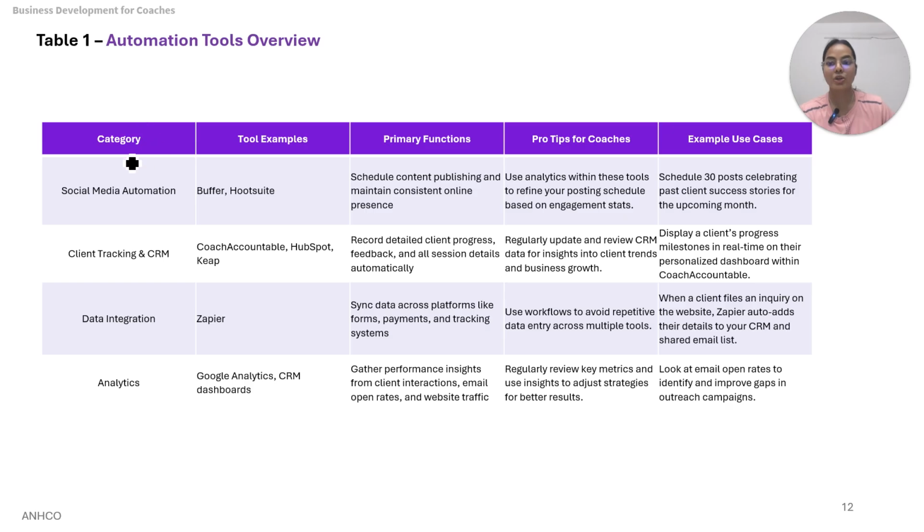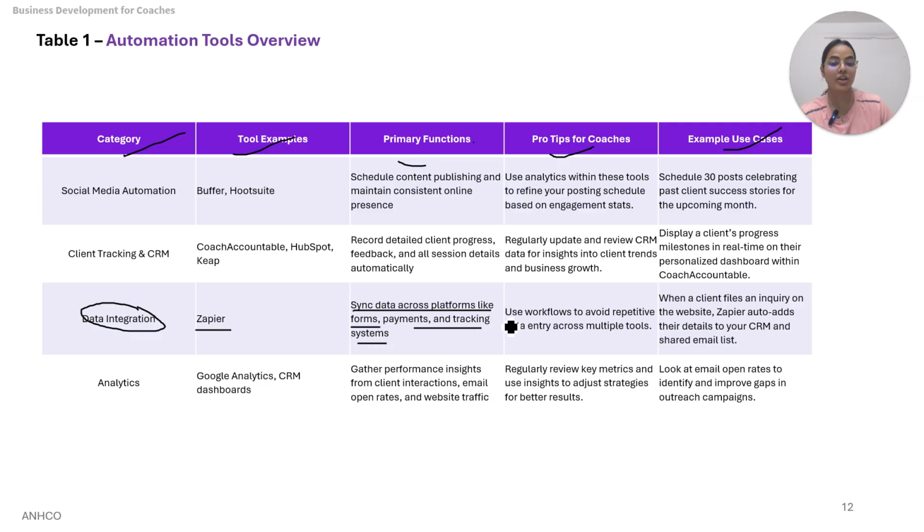Continued. Let's have a look at the categories, some tool examples, primary functions, pro tips for coaches, and some example use cases. Here, let's have a look at data integration as an example, and one of those tools would be Zapier. It is mainly used for syncing data across platforms like forms, payments, and tracking systems.